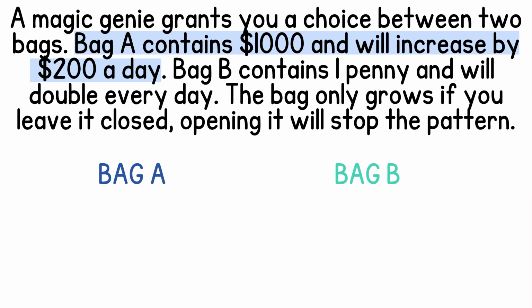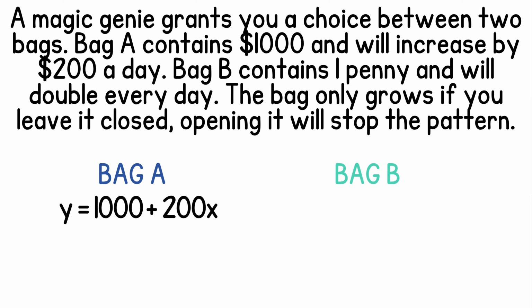We'll start with bag A, and it says that it contains $1,000 and will increase by $200 a day. So we know we start with $1,000, and then we'll add 200x to represent the $200 that we get every day. Bag B contains a penny, and it will double every day. So we'll start with the 1 cent that we have, and then we'll multiply it by a factor of 2 since it's doubling. The exponent of x tells us the number of days that we'll leave it closed.